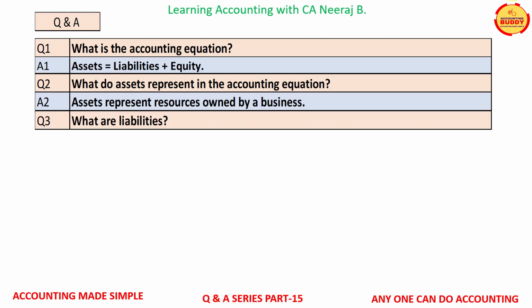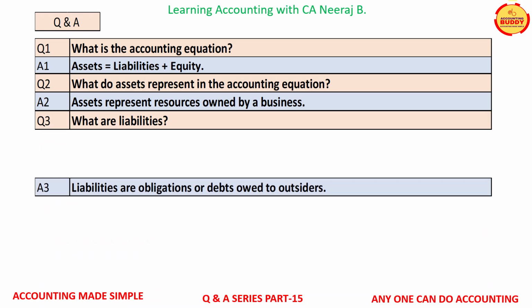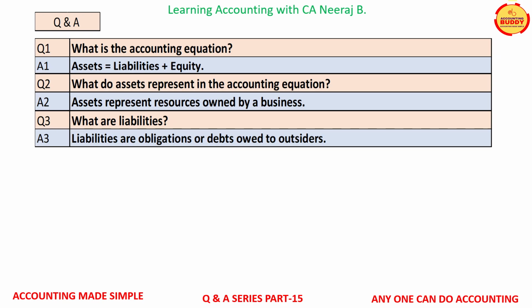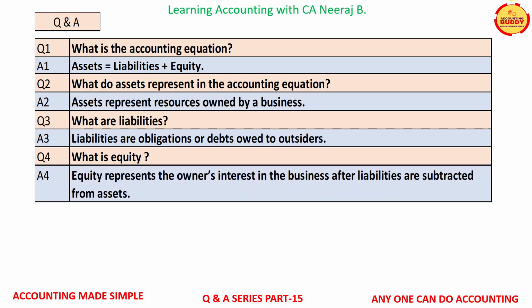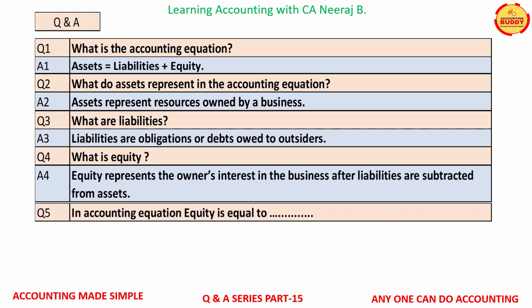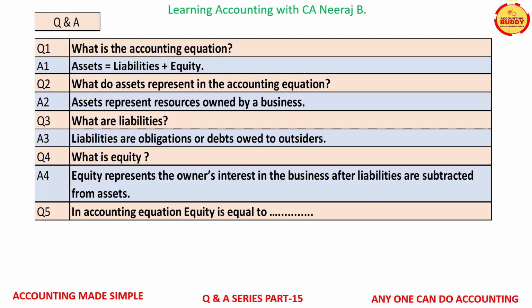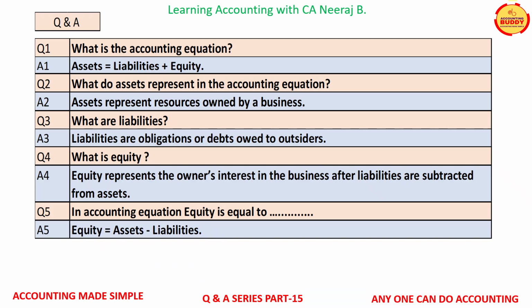Question number 3. What are liabilities? Answer is liabilities are obligations or debts owed to outsiders. Question number 4. What is equity? The answer is equity represents the owner's interest in the business after liabilities are subtracted from the assets. Question number 5. In accounting equation, equity is equal to, the answer is equity is equal to assets minus liabilities.